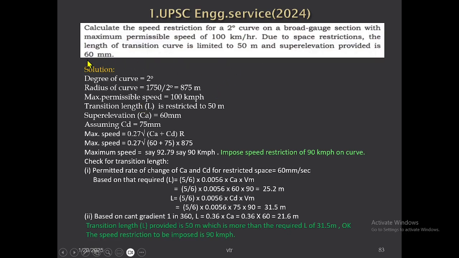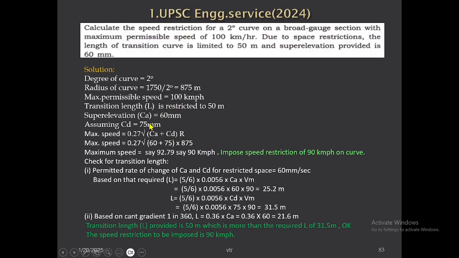They have given everything. The actual superelevation provided is 60 mm, and the degree of curvature we have to convert into radius. The sectional speed is 100 kmph, but the length of transition is restricted to 50 meters. Right away we can work out our maximum permissible speed using the relation Vm equal to 0.27 root of (Ca plus Cd) into R. Since Cd is not given, we are assuming a Cd of 75 mm. And since the degree of curvature is 2, converting to radius, 1750 divided by 2 degree gives 875 m radius.